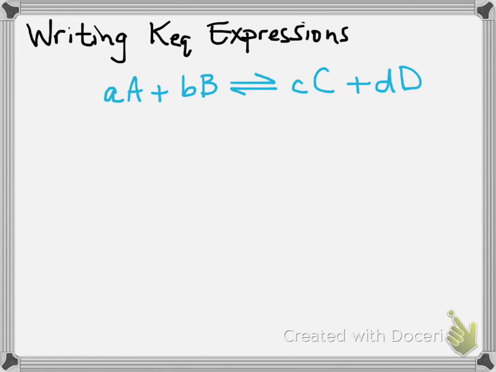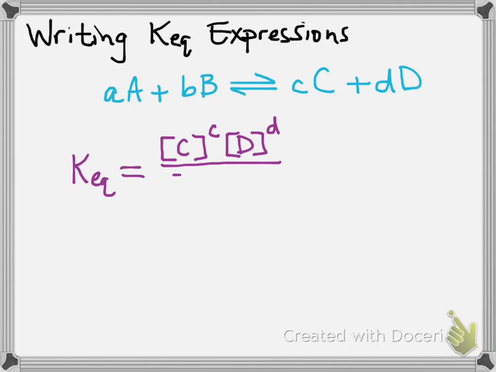So if you look at this generic reversible reaction here shown in blue, the general form for an equilibrium expression looks like this. KEQ equals, and then you take the concentration of the products, that's what the brackets mean, raised to their coefficient, over the product of the reactants raised to their coefficient.